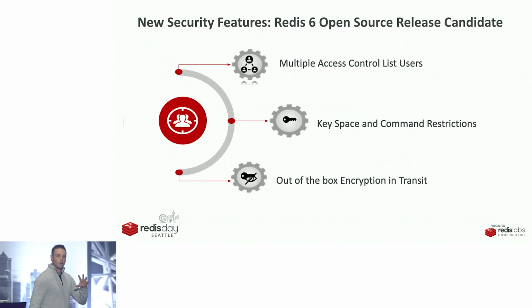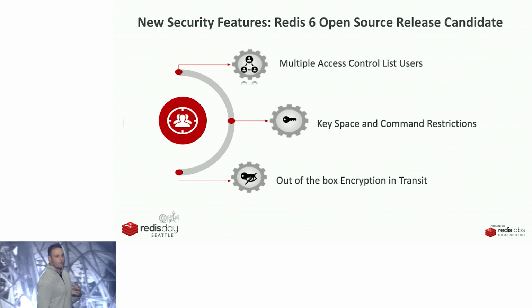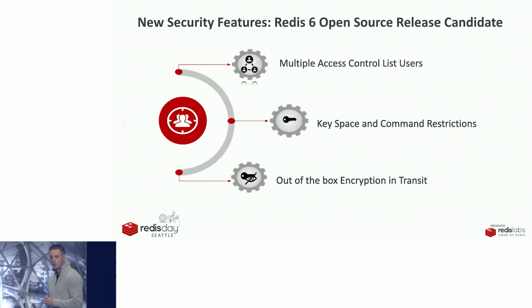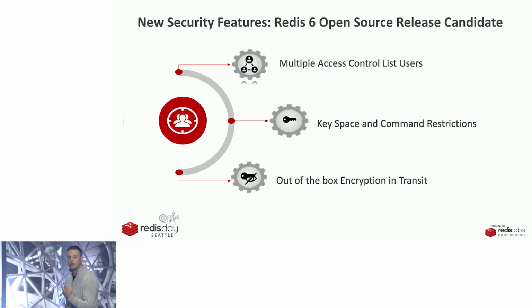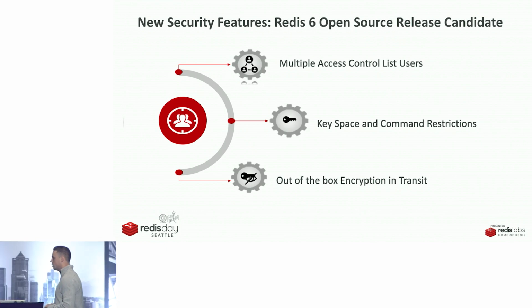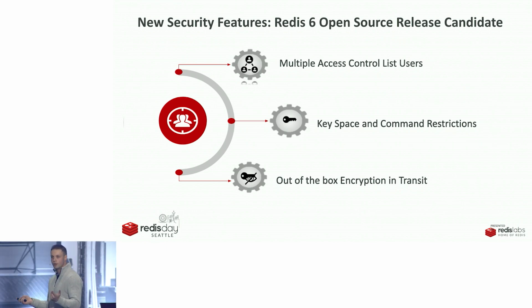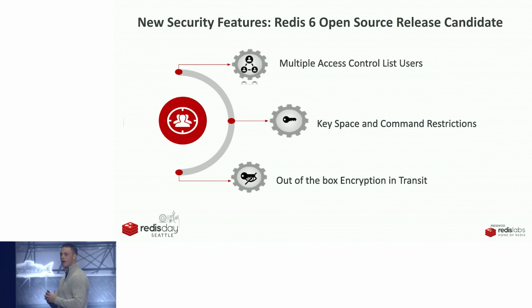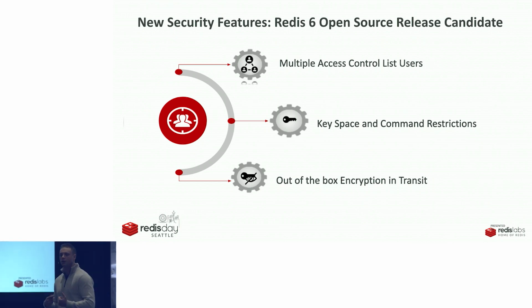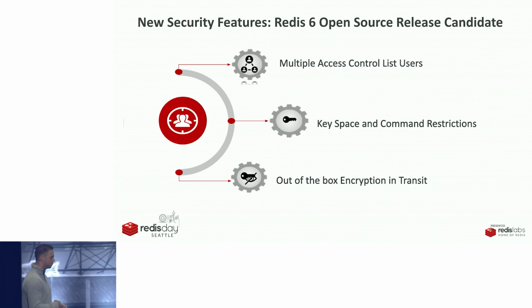So what are the new features that Redis 6 will be coming with? So it will be coming with multiple access control list users. So what that means is that the shared secret that exists as an operational connection between a client and the Redis server will now have multiple users. So you can effectively have multiple shared secrets.